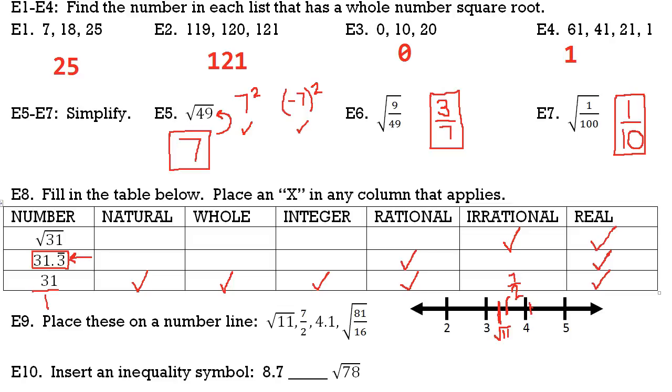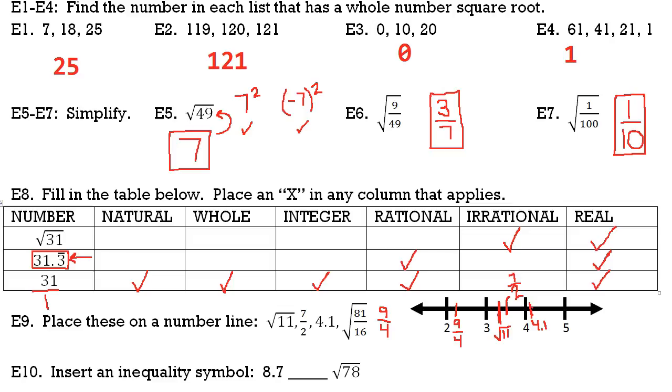4.1, that's going to be just a little bit past 4. And last but not least, you've got a radical here, and it's 81 over 16. So you have to do the square root at the top. You have to do the square root of the bottom. And then 9 over 4 is, well, 8 over 4 is 2. So 9 over 4 would be 2 1/4, which you could put right about here. So from least to greatest, you would have 9 over 4, and then radical 11, then 7 over 2, and then 4.1. So that's how they would look on a number line.